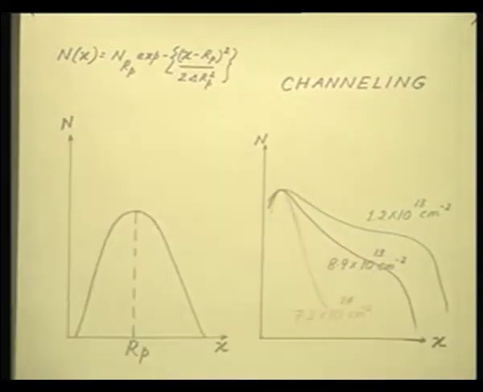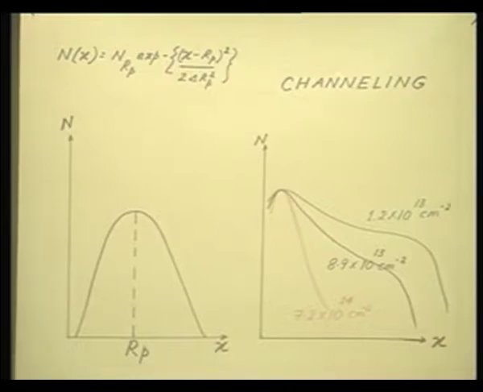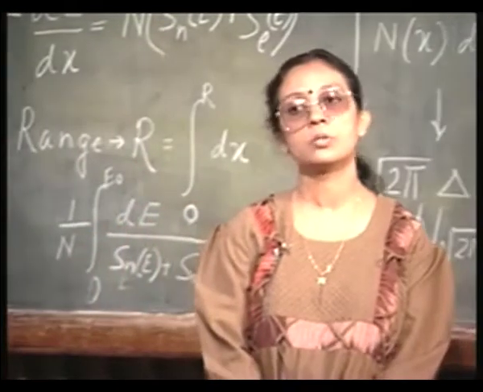The topmost curve, the green curve, has the smallest dose. The dose is 1.2 into 10 power 13 per centimeter square. The middle curve has the middle dose, that is 8.9 into 10 to the power 13 per centimeter square, slightly more than the first curve. And the orange curve here has the highest dose of 7.2 into 10 power 14 per centimeter square. You see that the channeling is most evident when the dose is relatively small. These curves I have plotted for phosphorus ion implantation at 40 kilo electron volt, and in this case the beam is aligned in 110 direction.